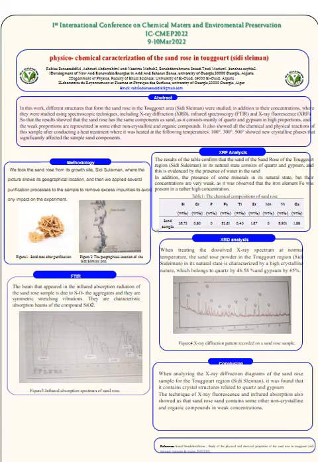In this work, different structures that form the sand roses in Touggourt area Sidi Slimane were studied in addition to their concentration, where they were studied using spectroscopic techniques including X-ray diffraction, infrared spectroscopy, and X-ray fluorescence. The results showed that the sand roses have the same components as sand, as they consist mainly of quartz and gypsum in high proportions, and the weak proportions are represented in some other non-crystalline and organic compounds.